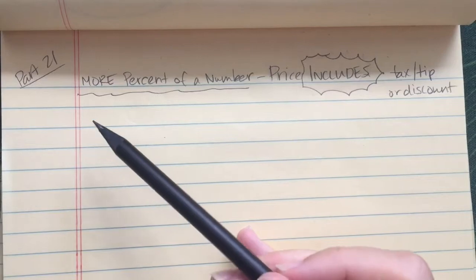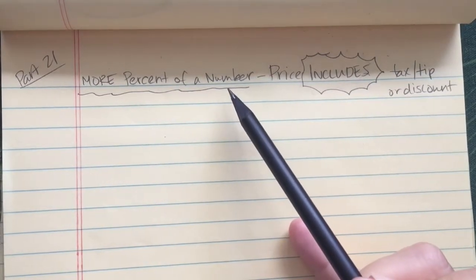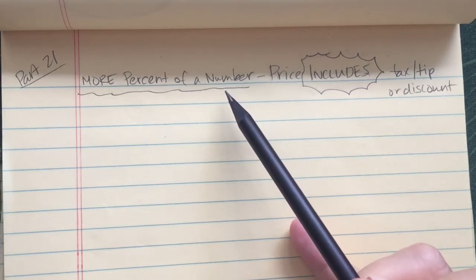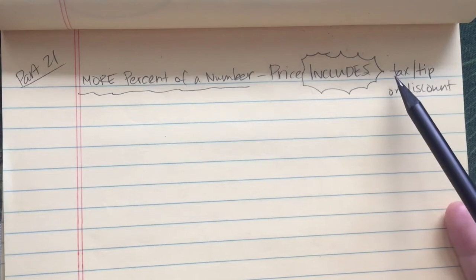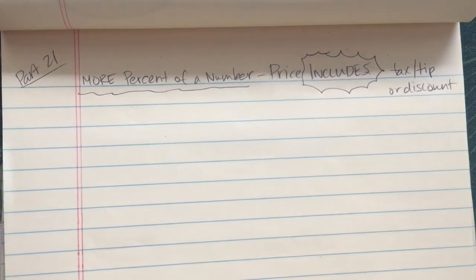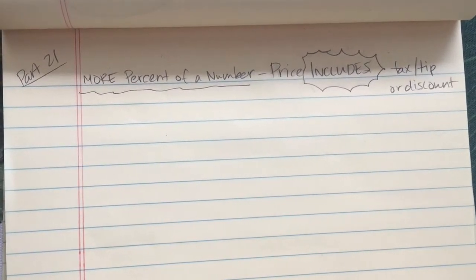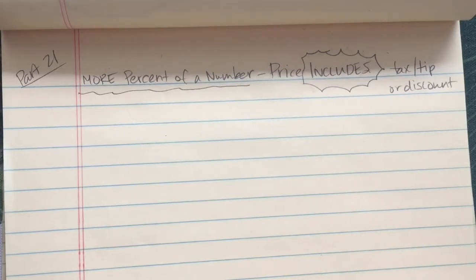Today we're going to be working on some more percent of a number problems, and the type of word problems that we're going to be working on is when it says the price includes a tax, tip, or discount. Okay, we've done some percent of a number problems. Before we get going on this, let's do a quick warm-up. I'm going to give you a problem on your screen here. Go ahead and solve it, and we'll go over the answer when you come back.